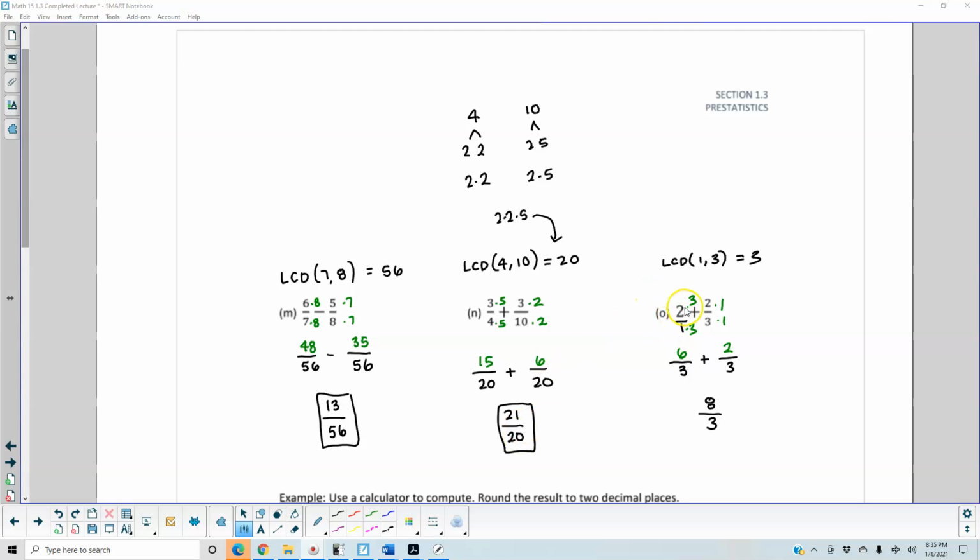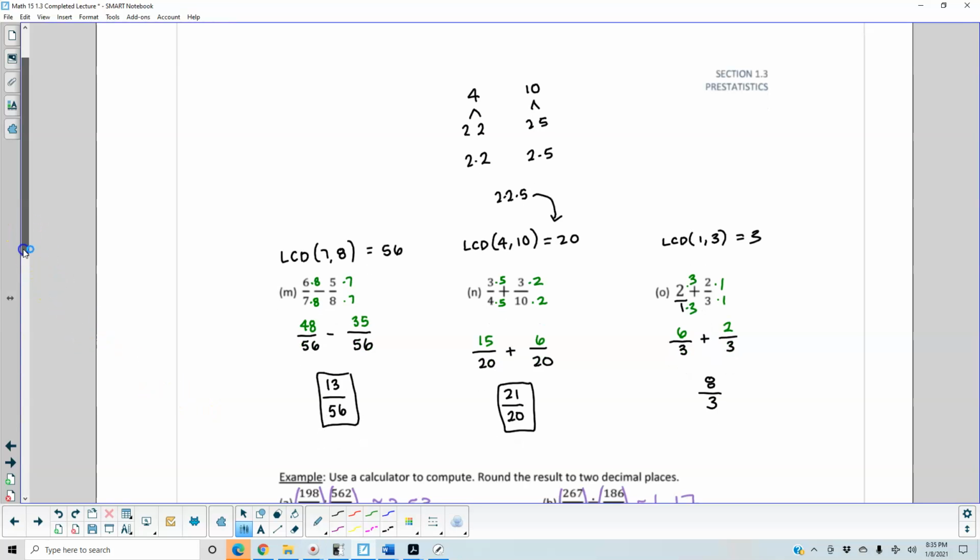Next example, we have 2 plus 2/3. It's the same thing as 2 over 1. So the LCD between 1 and 3 is 3. So 1 times 3 gives us 3. 2 times 3 gives us 6, plus 3 times 1 is 3, and 2 times 1 is 2. So 6 plus 2 is 8 over the common denominator of 3, so this is 8 over 3.